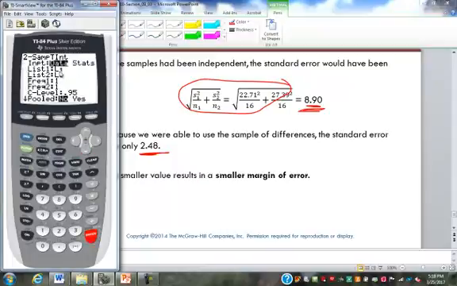List 1 is the first one. List 2 is the second set. In fact, I could change that around. Let's do List 2 first, to be consistent, and List 1 second, because we were doing the rear minus the front. Let's do 0.95 confidence level, or 95% confidence. Pooled is no, and then we're going to click calculate. So it's from 5.6 to 15.3.